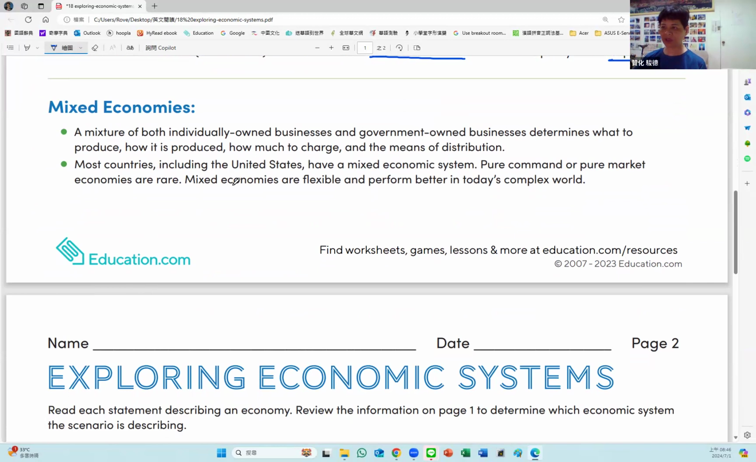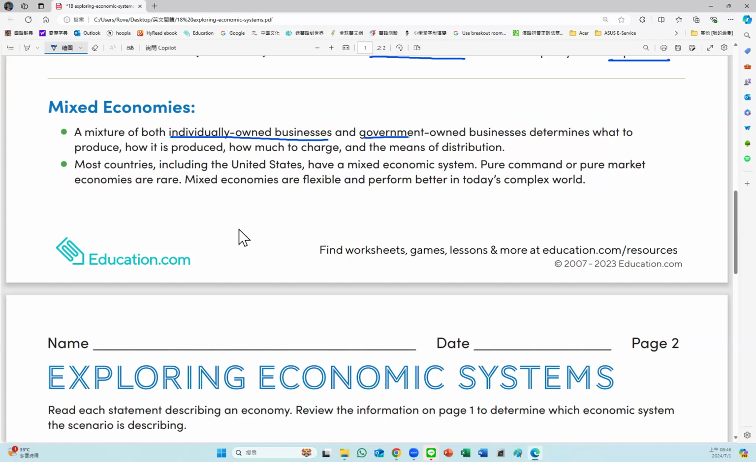Rudy, would you please read this one, please? Thank you. Mixed economics: a mixture of both individually owned businesses and government-owned businesses determines what to produce, how it is produced, how much to change, and the means of distribution. Most countries, including the United States, have a mixed economic system. Pure command or pure market economics are rare. Mixed economics are flexible and perform better in today's complex world.